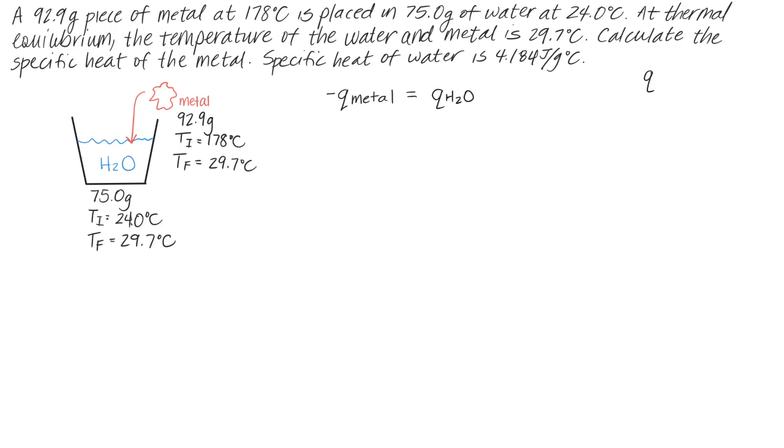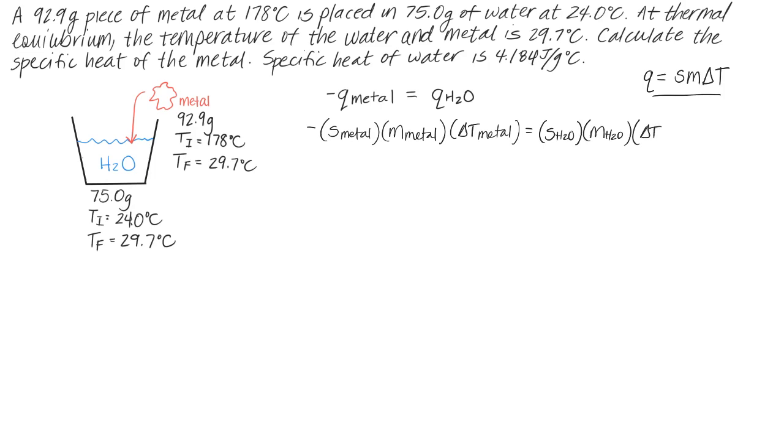Remember the equation that allows us to calculate heat from specific heat, mass, and temperature data. I'm going to put that over here for us to reference. Now we can plug in that equation for Q. So we will have the specific heat of the metal times the mass of the metal times the change in temperature for the metal on the left side of the equation, which will equal the specific heat of water times the mass of water times the change in temperature for the water.